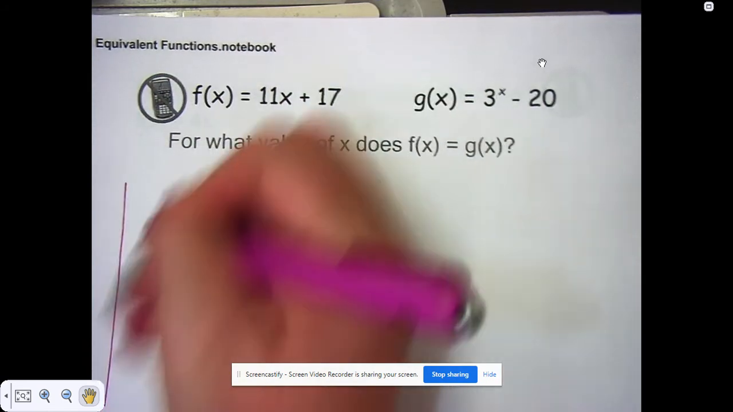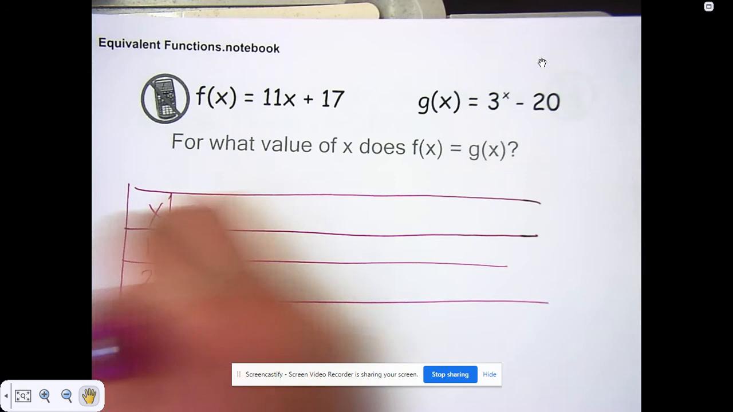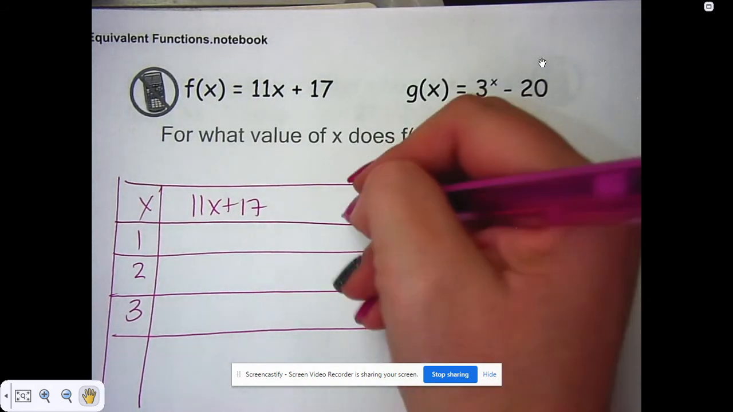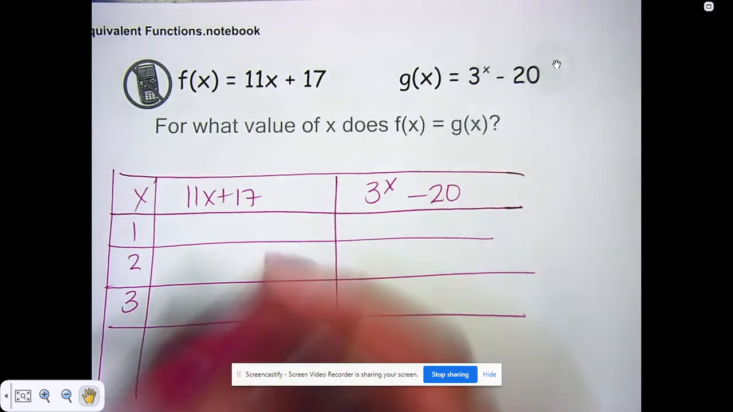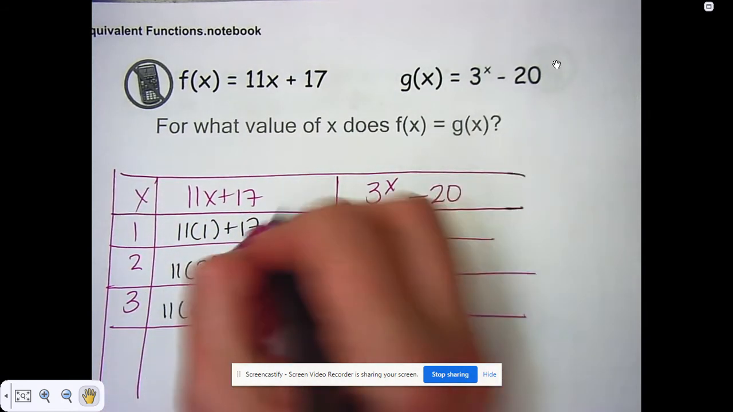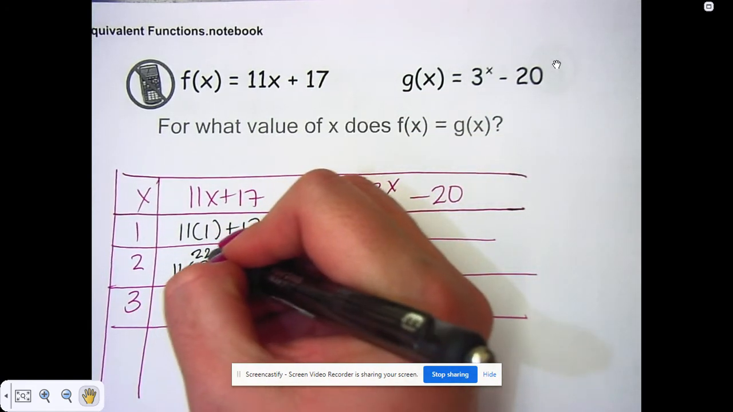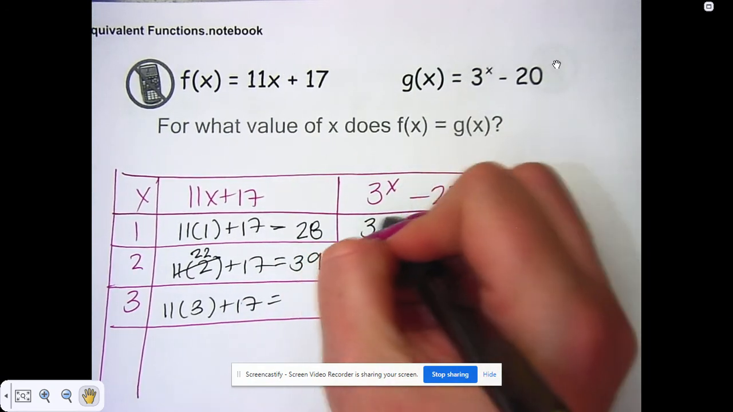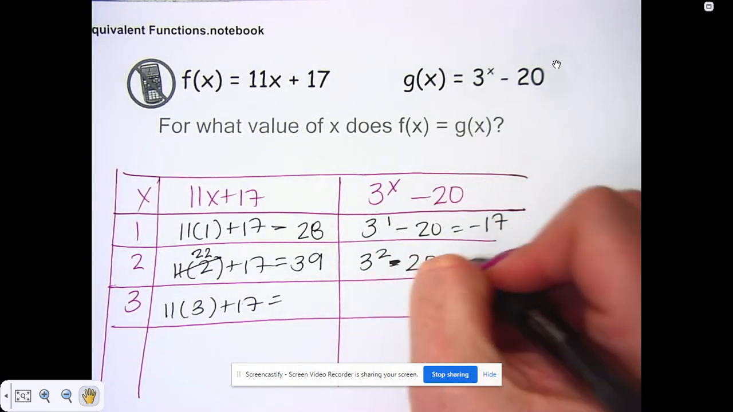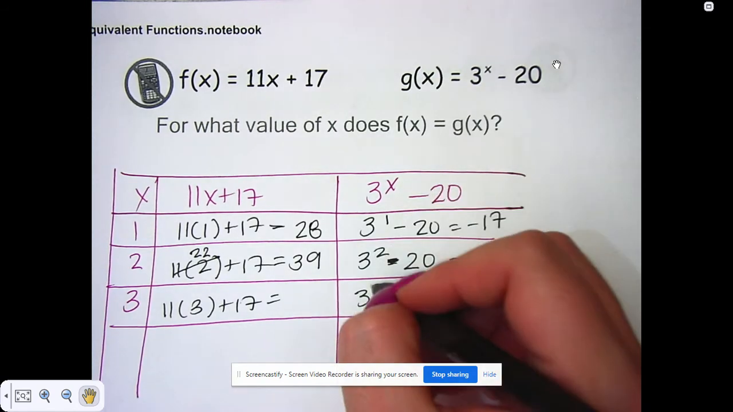Okay, so I'm going to start again. All right, so 11 plus 17 is going to give me 28. 22 plus 17 is going to give me 39. This will be 3 to the first, so that's 3 minus 20 is negative 17. 3 squared is 9. 9 minus 20 is negative 11. 3 cubed would be 27 minus 20 is 7.